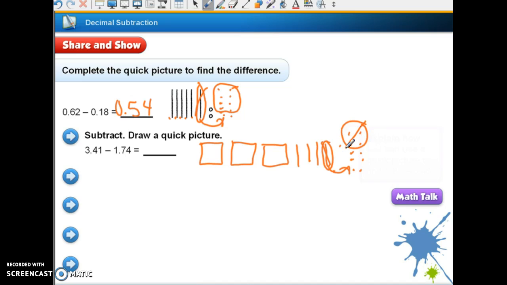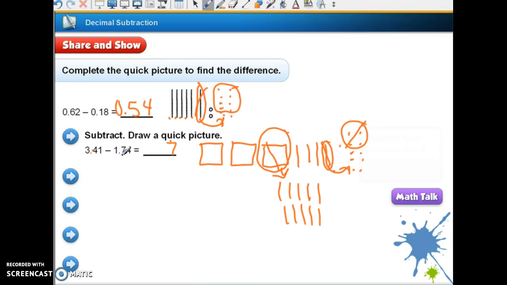So how many do I have left? 2, 4, 6, 7 of them. Now in the tenths place, I had 4, and I need to take 7 away. Can I take 7 away if I only have 3? No. No. So I'm going to have to go in and do what? Cross out a 1s and give myself 10 more tenths. There they are.